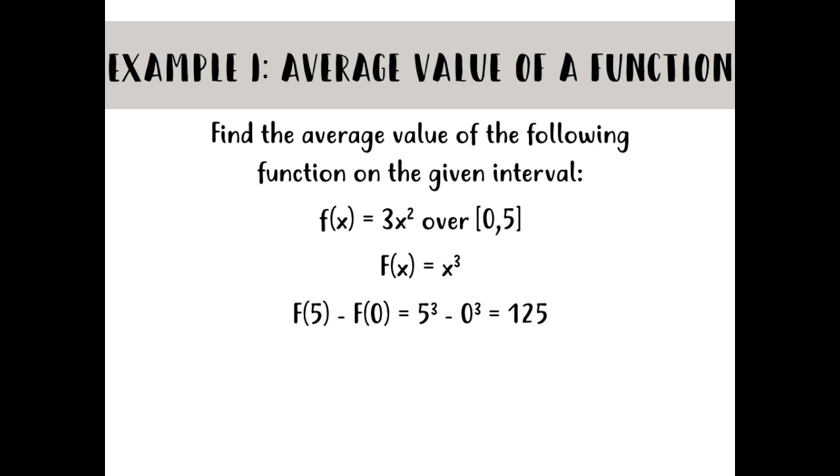So we plug in 5, and we plug in 0, and we're going to get 5 cubed minus 0 cubed, and when we solve this, we're going to get 125. And then we're going to divide it by 5 since that's the length of our given interval, and we're going to get 25.